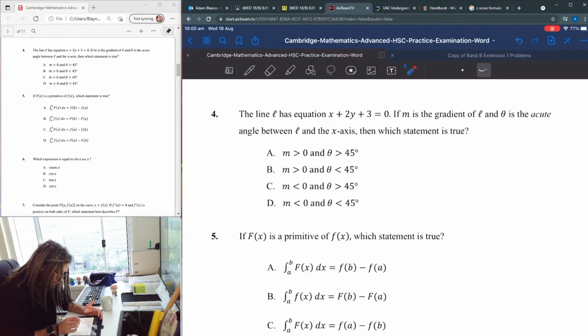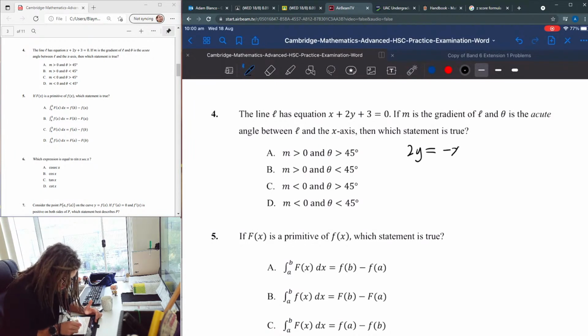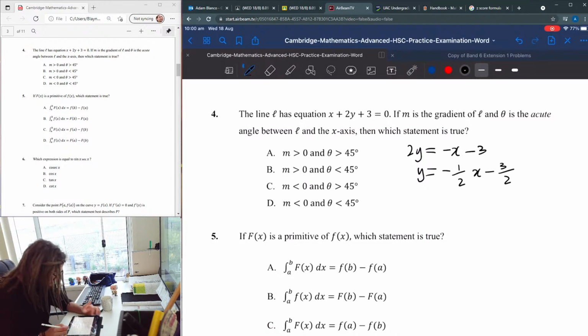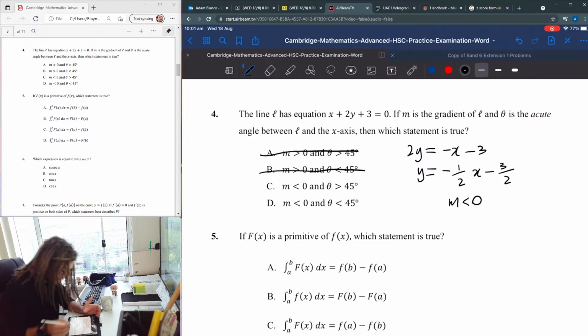Okay. The line has an equation. Tells you m. No, it doesn't tell you m. Acute angle. Okay. Let's just rearrange this so it's in point gradient form. So 2y equals minus x minus 3. y equals minus 1/2 x minus 3/2. Okay. My gradient m is less than 0 because it's negative. So it's not that and it's not that.